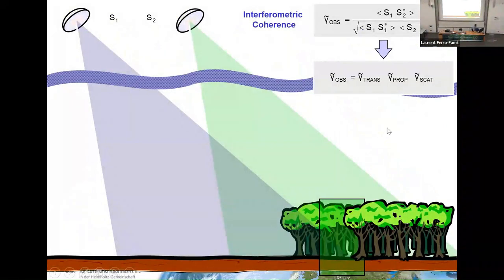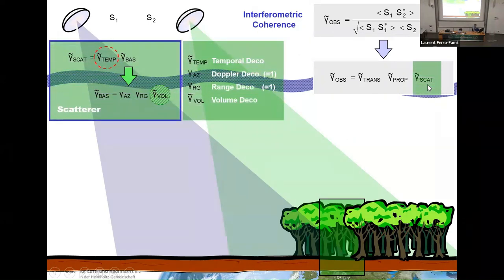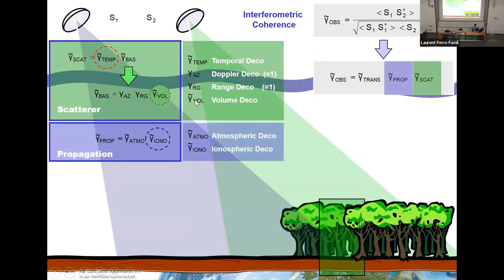Then maybe two words about the decorrelation. Just to clarify this point, we said before the challenge is really, if you would like to invert volume parameters from Pol-InSAR, to get the volume decorrelation. And here you enter a zoo, because this is what you observe. When you calculate your coherence, you have a contribution from the propagation, in principle here, and a contribution from the scatterer. And for instance, in the scatterer you may also have baseline decorrelation and temporal decorrelation. Then you have the volume decorrelation. In terms of propagation, for instance, because you are at a longer wavelength, you propagate through the ionosphere, and this gives you some decorrelation as well.